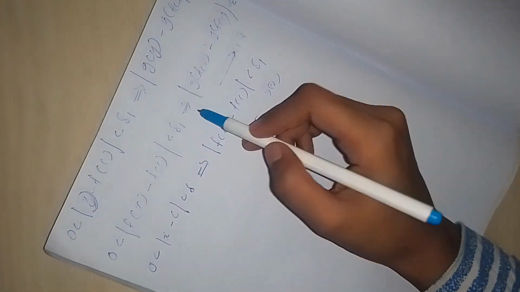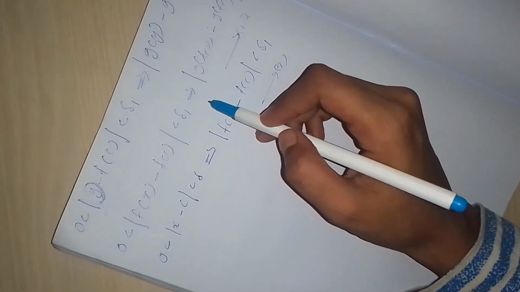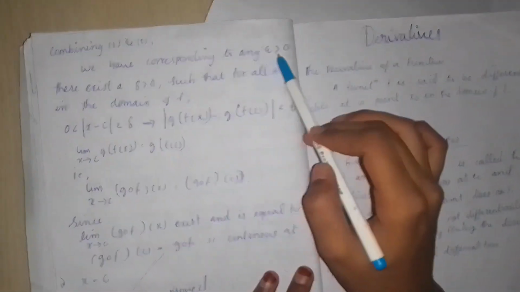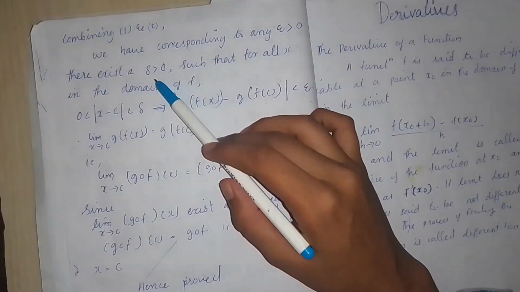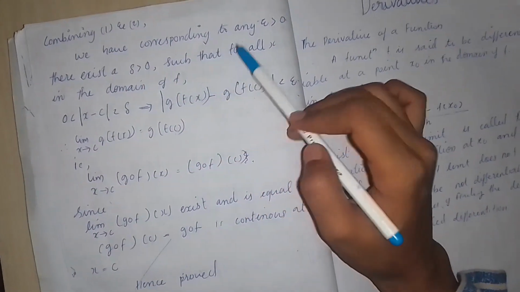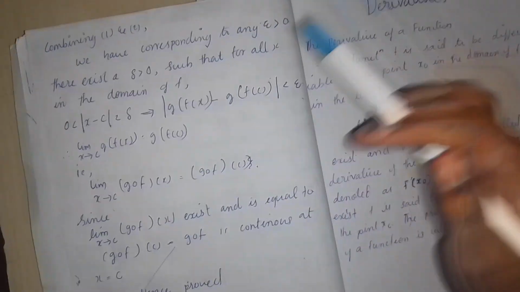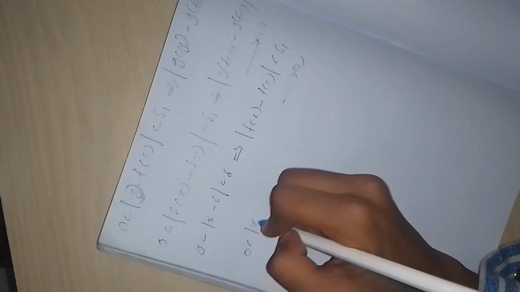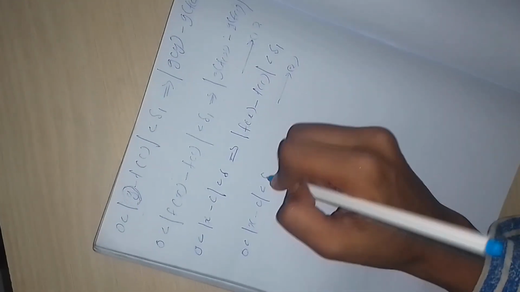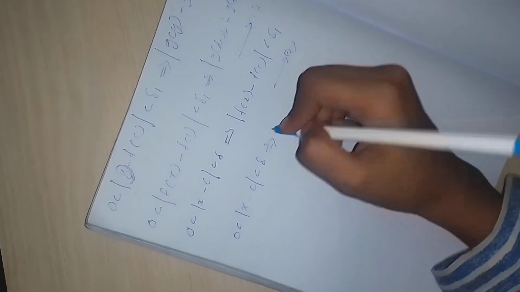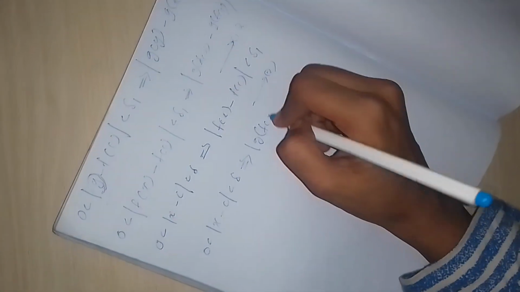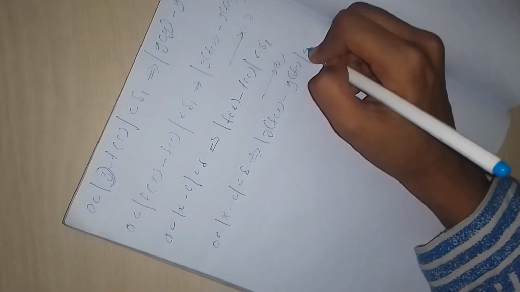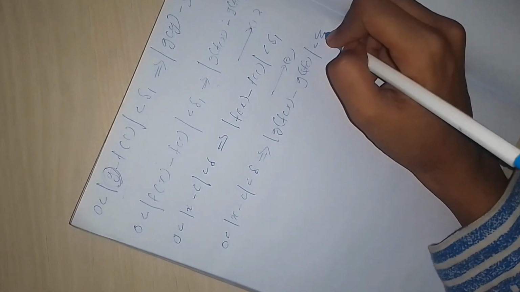By combining these two equations, we have that corresponding to any epsilon naught there exists delta greater than 0 such that for all x in the domain of f, 0 less than modulus of x minus c less than delta, which implies modulus of g(f(x)) minus g(f(c)) is less than epsilon naught.